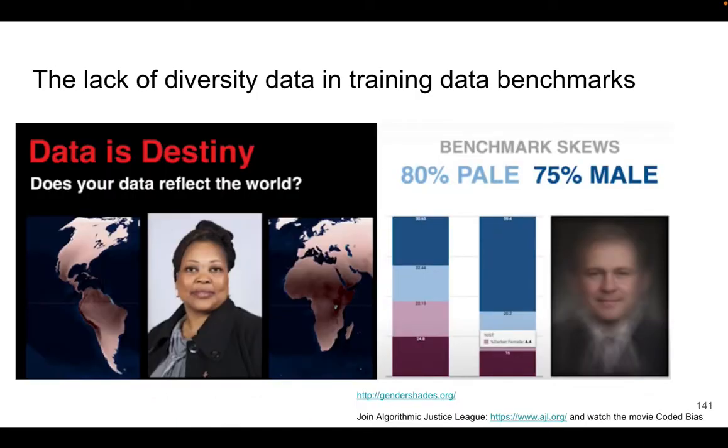So basically this takes us to the lack of diversity in data and training data benchmarks. You can see or join the Algorithmic Justice League. Maybe some of you have watched the movie Coded Bias. I think it's a good movie in this area.